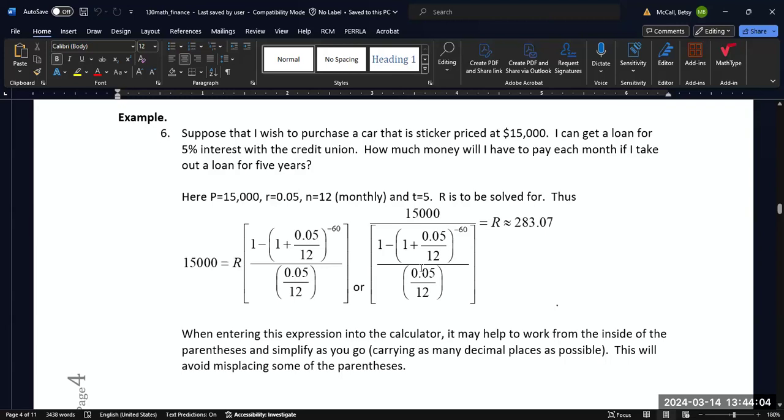And again, take care when you're entering this into your calculator. You may want to calculate it in stages before doing the division. But it turns out to be $283.07. Again, round to the nearest penny. And if you make payments of roughly $283, then you will be able to pay off the loan in 5 years.